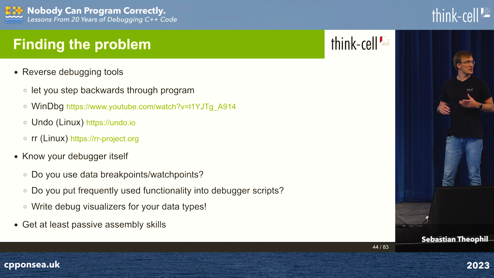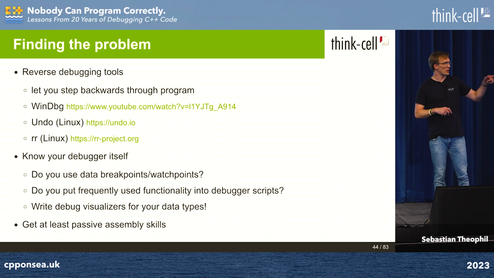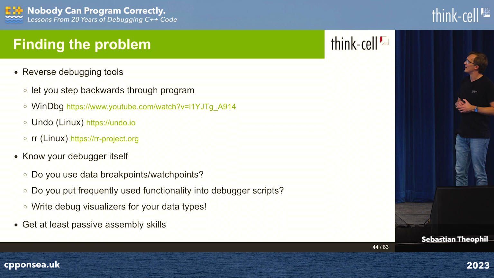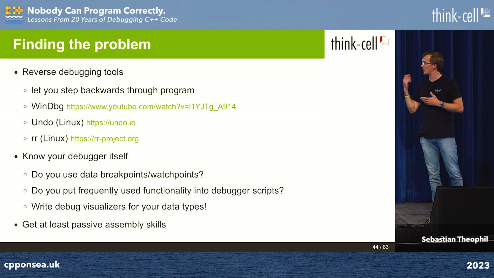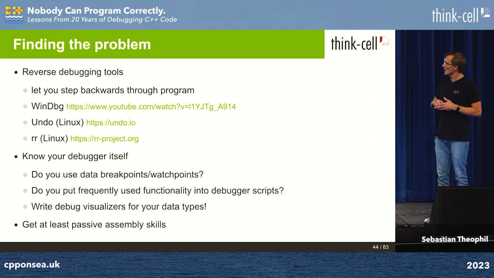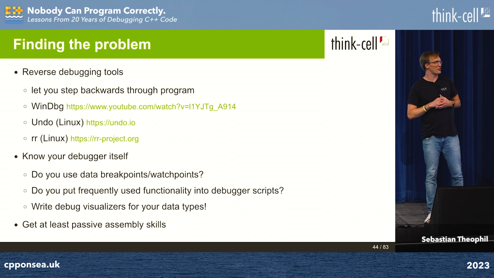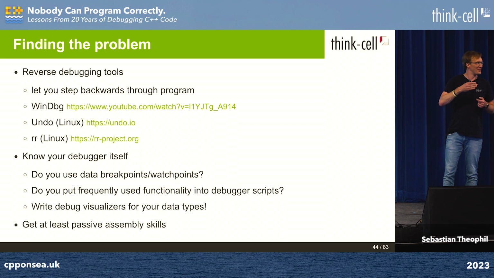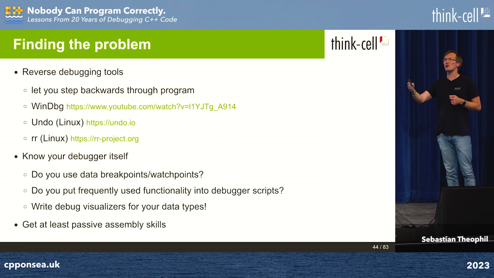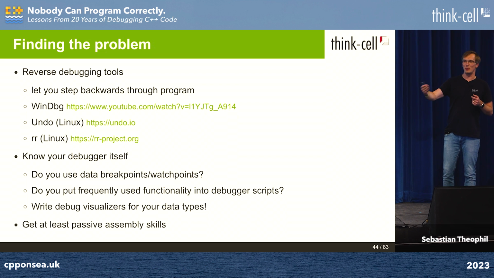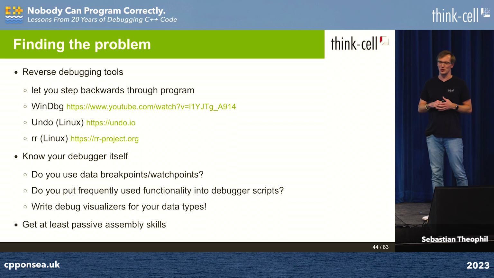And then there's also reverse debugging tools. I think there's one in the corner. WinDbg can do that, Undo can do that, and there's also rr on Linux. And these do exactly what we are trying to do here, right? They record a trace of your execution until the bug appears, and then you can step backwards in time. So that can be exactly what we are trying to do here.